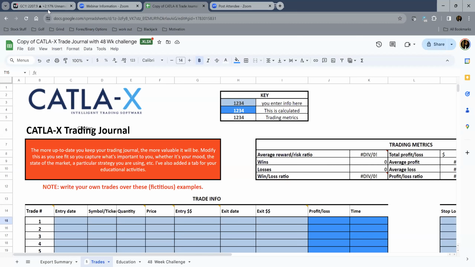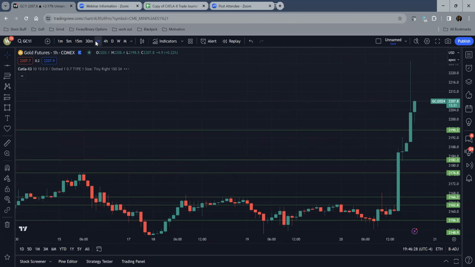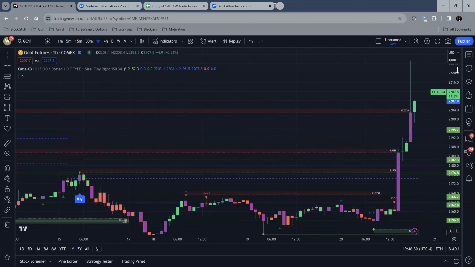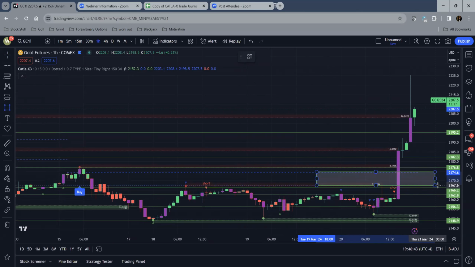Yep. So for example, let me go to the chart, right? I'm looking at my 5 minute time frame here, right? What I often do is I'll go to, like, for example, I'm looking at my 1 hour time frame here, right? What I often do is go and mark out this zone.